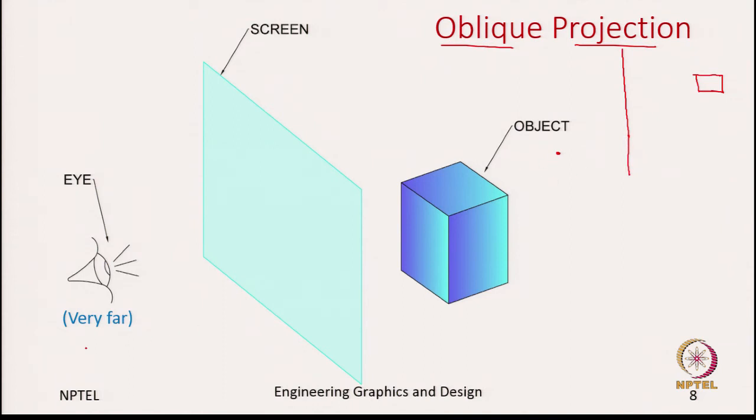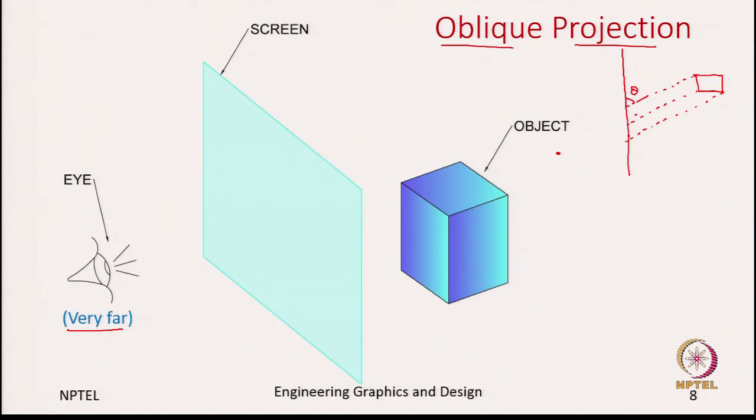Since we are saying that the observer is very far, we have all the projectors as parallel lines. So, how will the projectors look? All parallel lines going towards the observer. Now what we see is these projector lines intersect the projection plane at an oblique angle. So, the angle is other than 90 degrees.